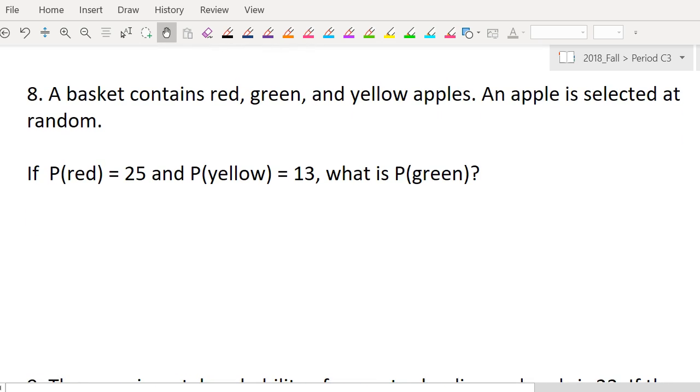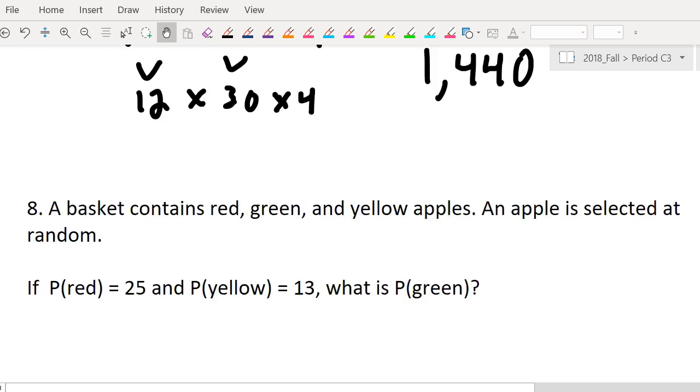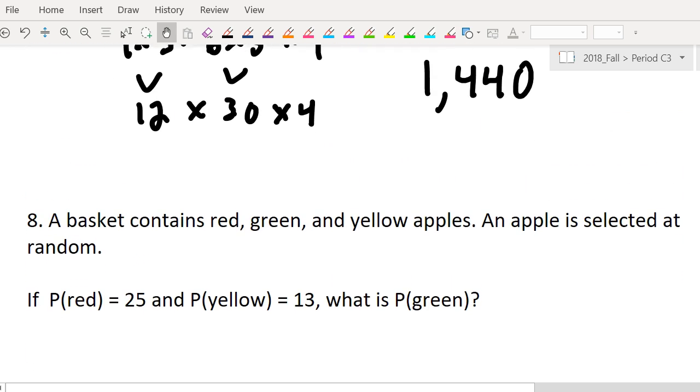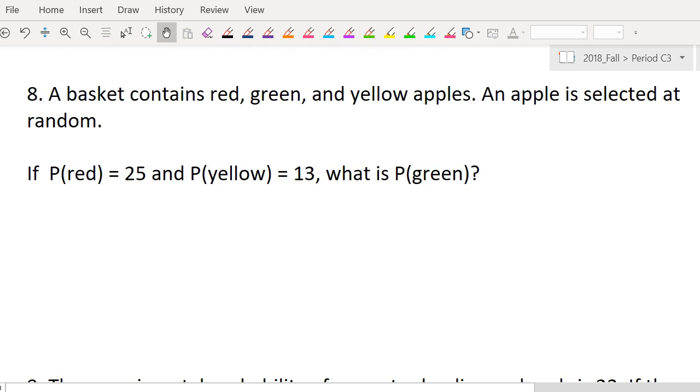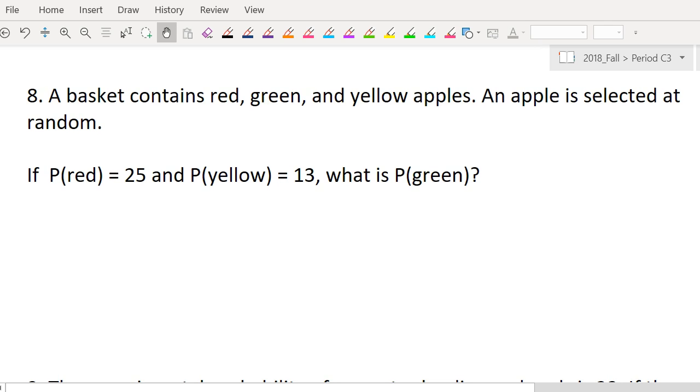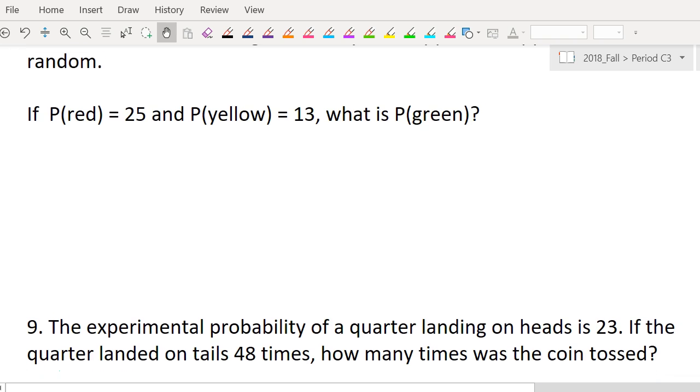All right. A basket contains red, green, and yellow apples. An apple is selected at random. So the probability of red is 2/5 and the probability of yellow is 1/3. What is the probability of green? Add 2 over 5 and 1 over 3.